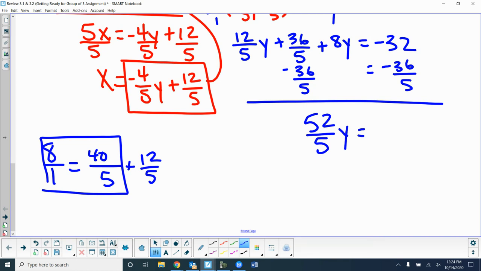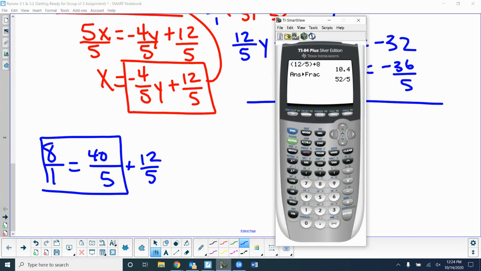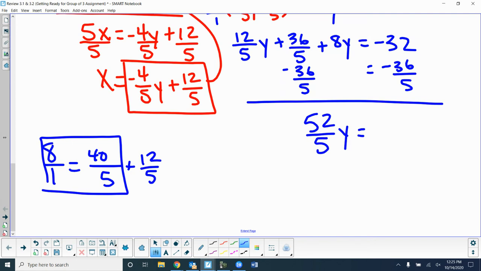What do I do with the 32? Well, we can just do that on the calculator if you want. Negative 32. Here's your negative sign down here. Minus, your fraction is in parentheses, 36/5. It's going to give you a decimal. Hit math, enter, enter. So it's negative 196/5. 32 times 5 is 160. So what's 160 and 36? 196. You still get the same thing if you did it my way.